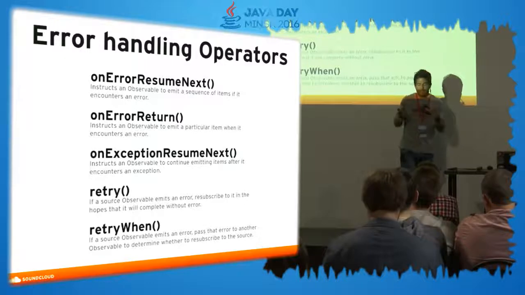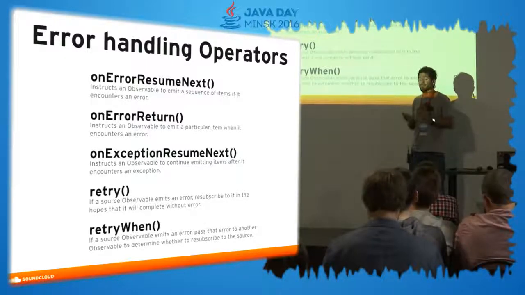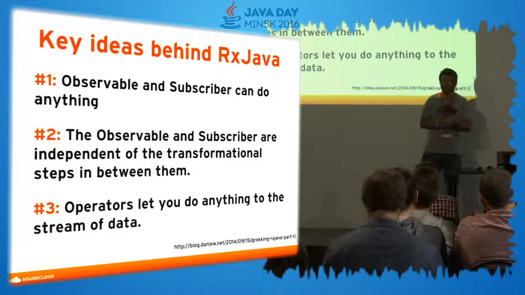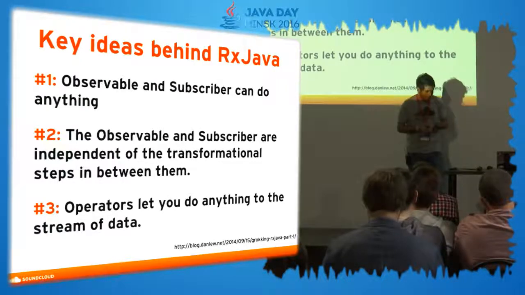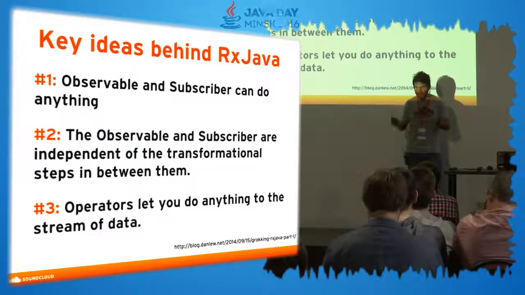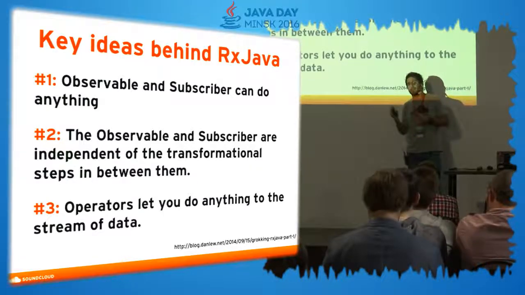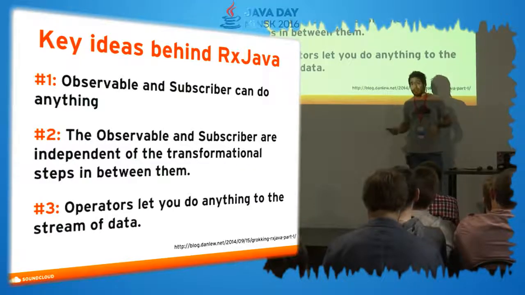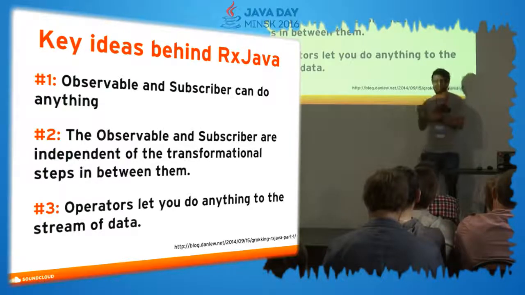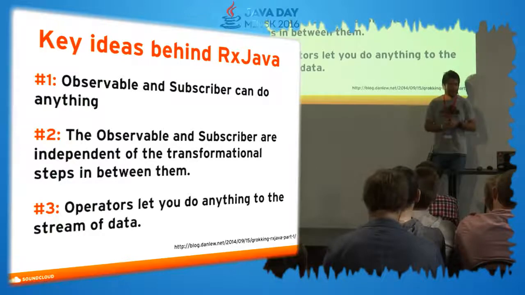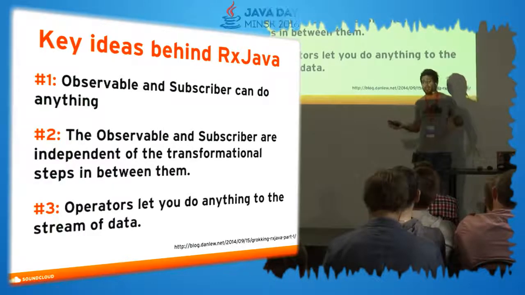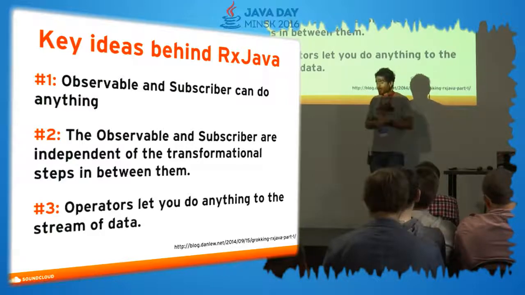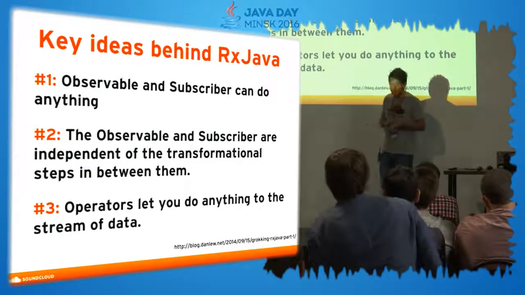So just to wrap up this introduction to RxJava and its main components, here are some key ideas to keep in mind. Of course, observables and observers can do anything. There's a lot of stuff that can happen in the middle without affecting the final result. It's really nice, we'll see code. It makes for very easy, readable code to maintain. The observable and subscribers are independent of the transformation. We can apply as many operators and transformations in the middle as we want.